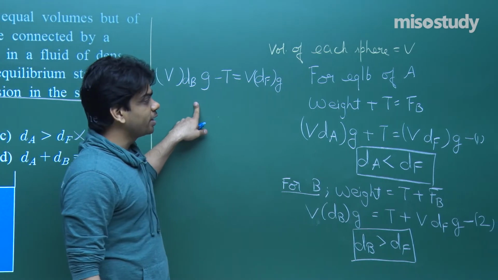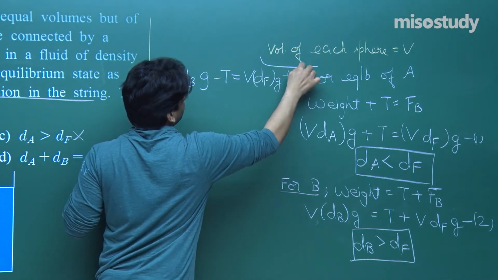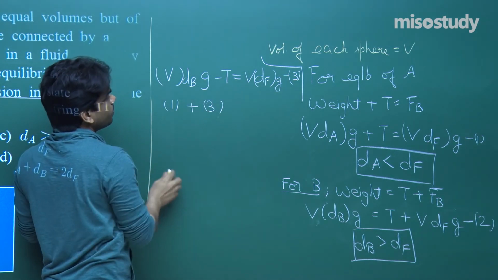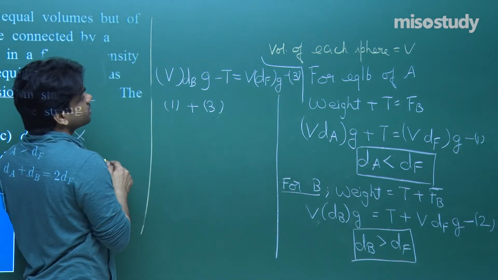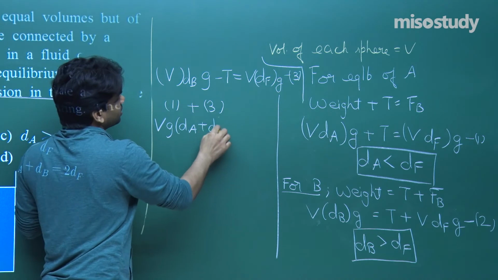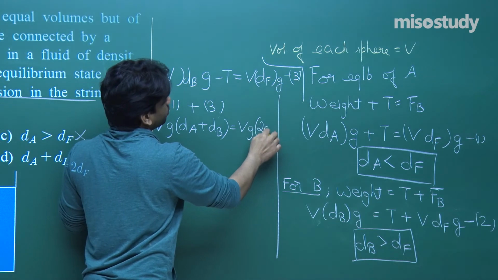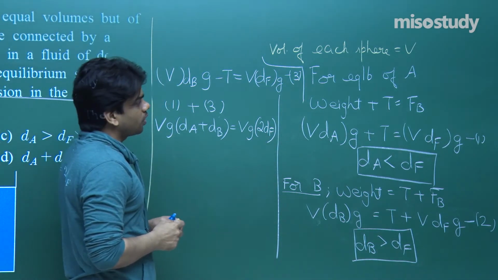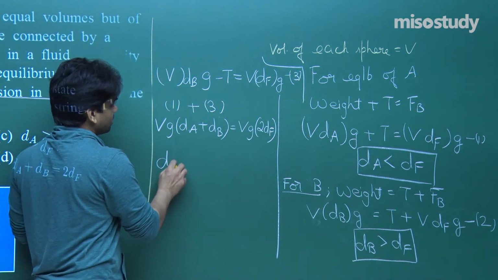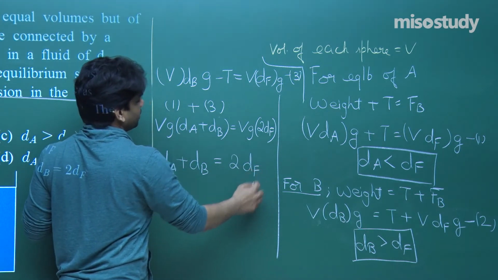Next you see we have to remove the value of tension. Equation number 1, if we add 1 and 2, we'll be getting VdA, and this equation number 3. I'm writing equation 3 because it's similar to equation number 2. 1 plus 3 will give us Vg as common, dA plus dB, and twice of dF, because here VdFg and here you're having VdFg. That's very simple. So dA plus dB will come out to be twice of dF.